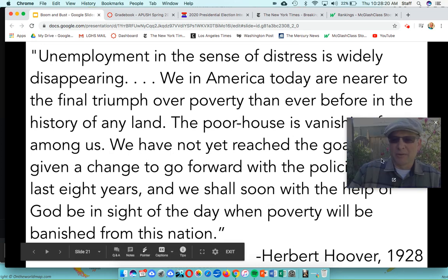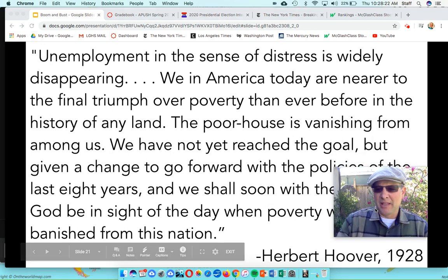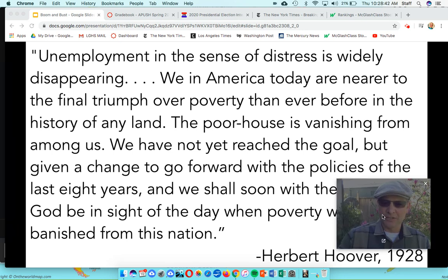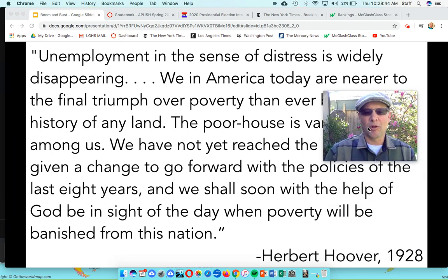But he's got another quote like Coolidge's. In the midst of his presidency, he says, "Unemployment, in the sense of distress, is widely disappearing. We in America today are nearer to the final triumph over poverty than ever before in the history of any land. The poorhouse is vanishing from among us. We have not yet reached the goal, but given a chance to go forward with the policies of the last 8 years, we shall soon, with the help of God, be in the sight of the day when poverty will be banished from this nation."